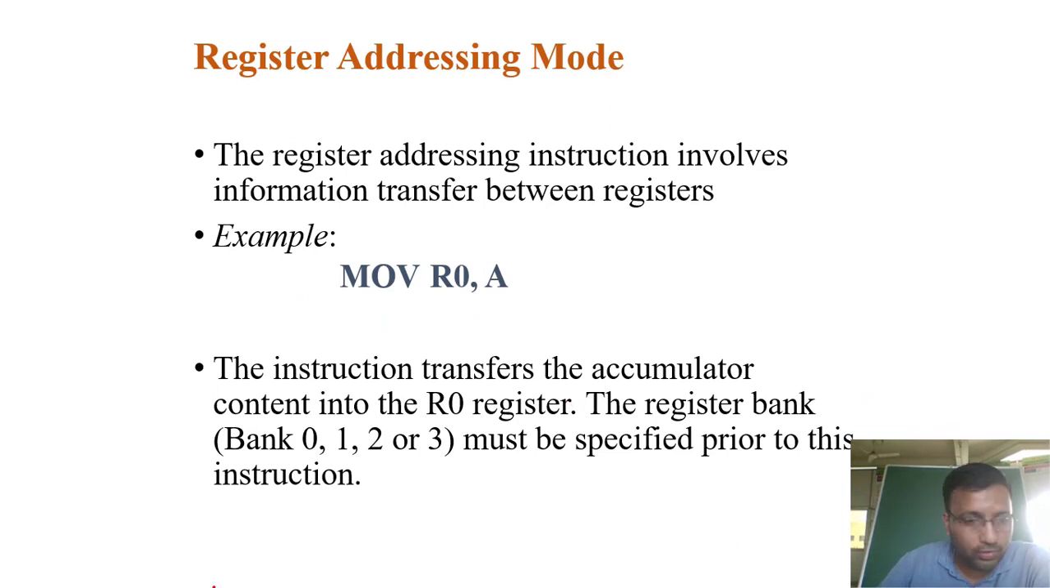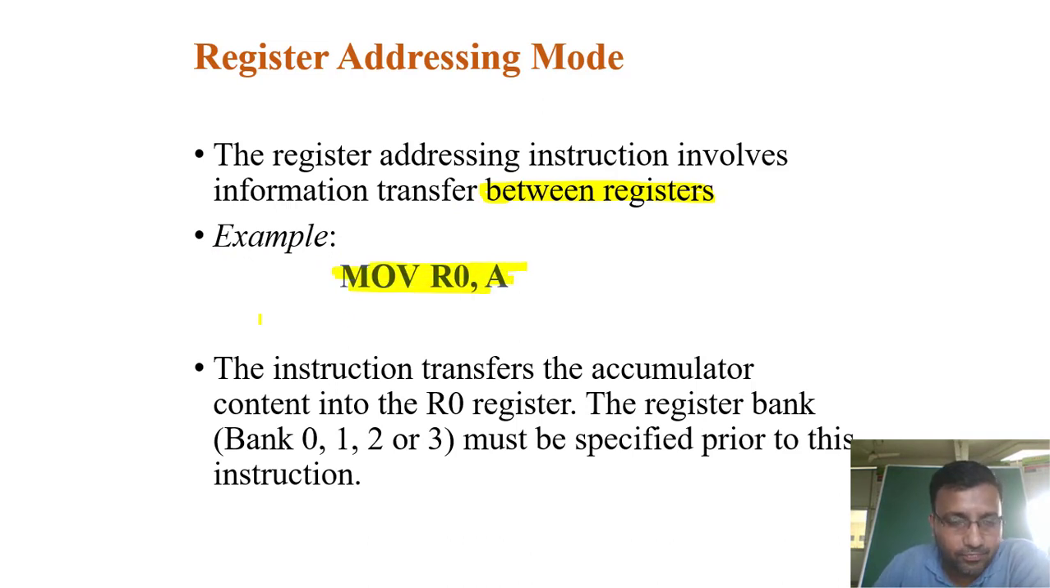The second addressing mode is the register addressing mode. So what is there in the register addressing mode? In the register addressing mode, the instruction involves information transfer between the registers. For example, MOV R0, A.